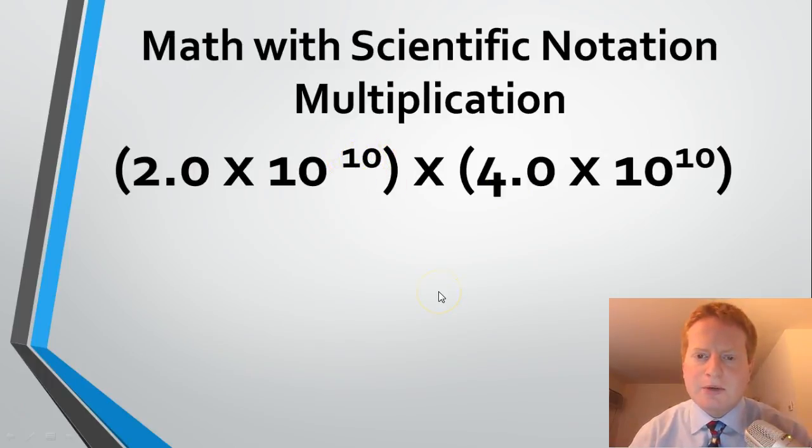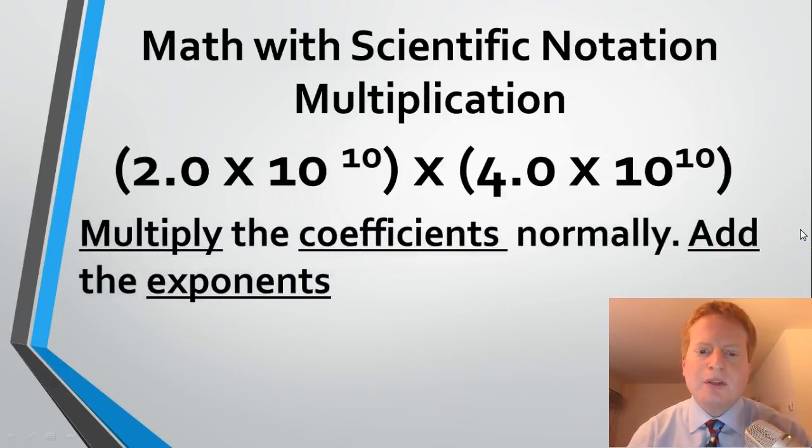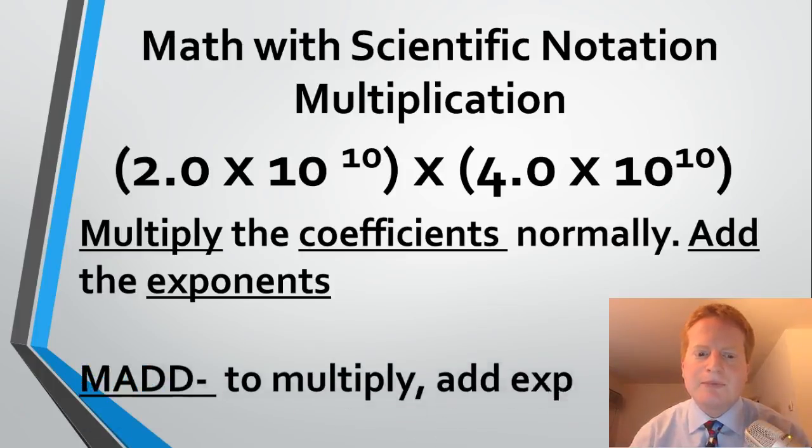In order to multiply, it's actually a very simple process. The first thing that you do is you multiply the coefficients the way you would normally. So in this case, we're going to do a 2 times a 4. These are the coefficients. And you add the exponents. That's the part that's a little counterintuitive. So we would take those powers of 10 and add them, and the product that we got would be the result of our scientific notation math.